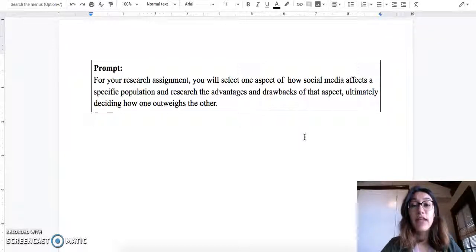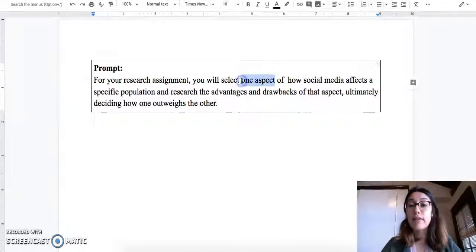Overall, I found that students answering this prompt are able to really choose whatever they want to talk about for this assignment. You just have to make sure that the overall purpose of this assignment revolves around how social media is affecting a population. Now let's break this down just so we're all on the same page. So let's consider one aspect of social media.